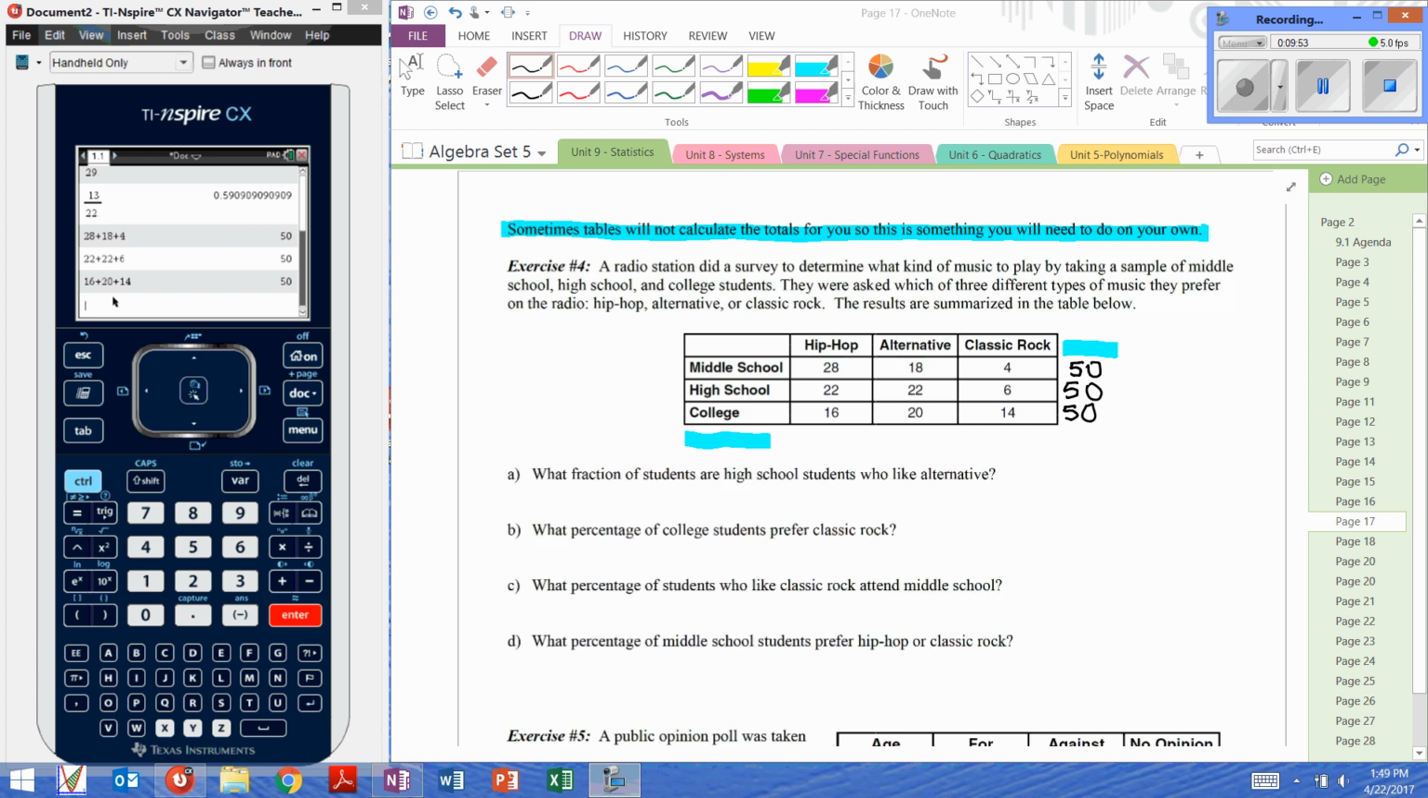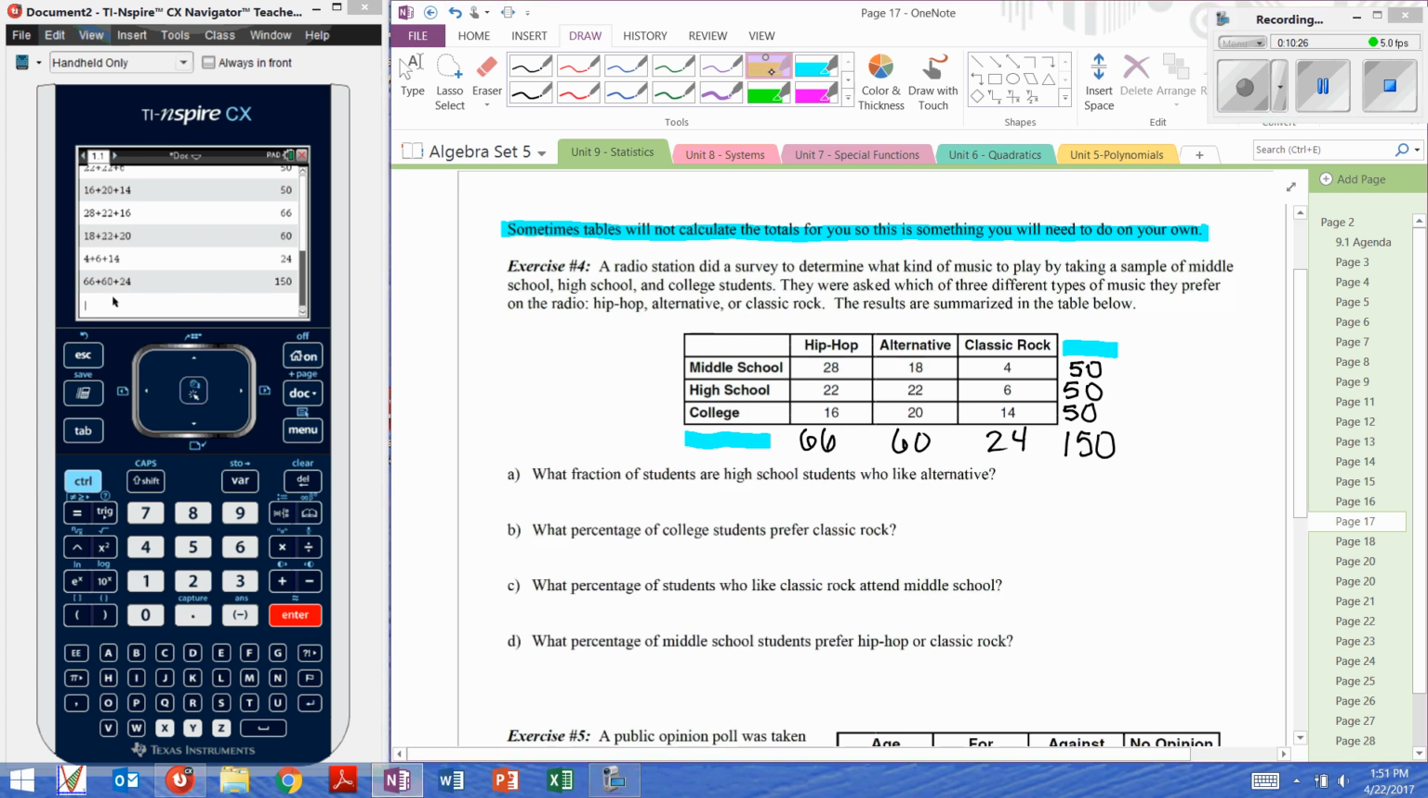All right, I got 50 for all 3 categories. That was kind of cool. So 50, 50, and 50 is 150 total students. All right, let's now calculate the totals for the music categories. So the hip hop, alternative, classic rock. So we're now adding down. Okay, so these are the totals that I got. So 66, 60, and 24. I also made sure that 66 plus 60 plus 24 gave us that whole overall total of 150. And it did. All right, now we're ready to answer the questions.